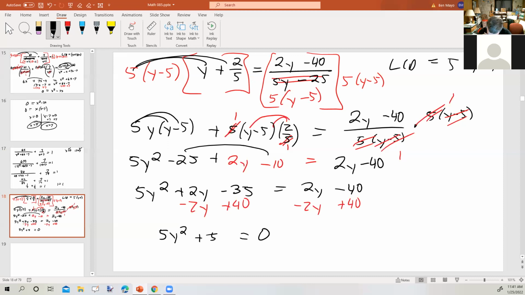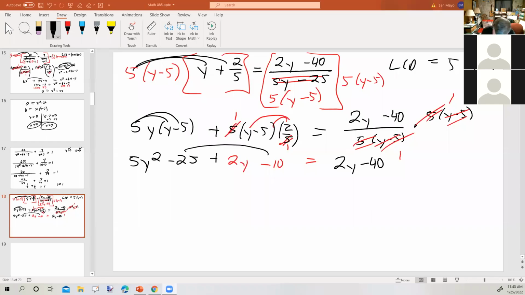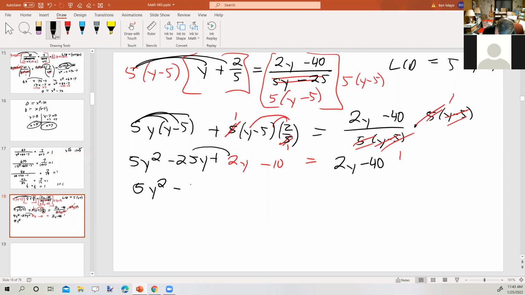Something just doesn't seem right. So hang on, don't panic. I'm going to pause. Okay, once again, my faithful students found my mistake. This right here should be minus 25y. Slow down, slow down. Okay, now combining like terms, we're going to get 5y squared minus 23y minus 10 equals 2y minus 40.